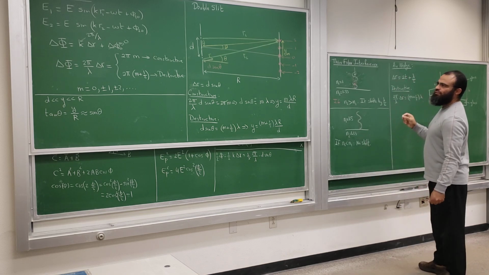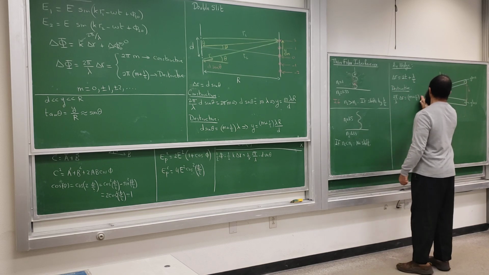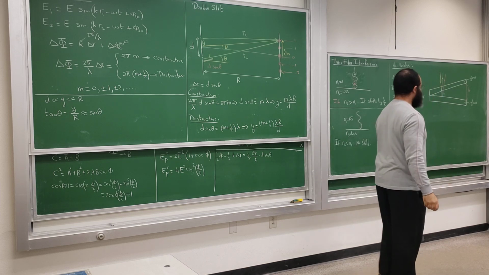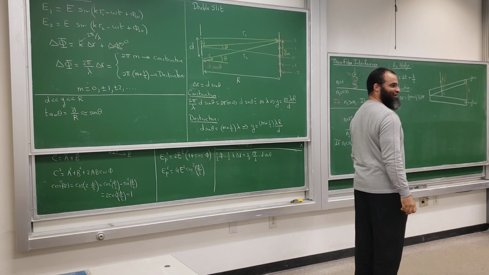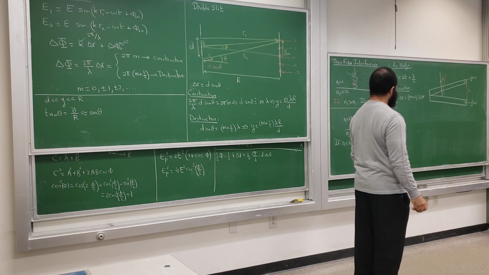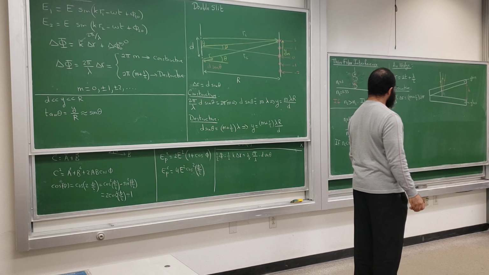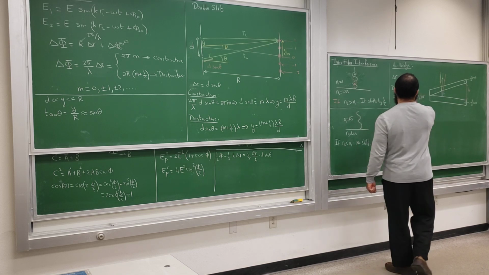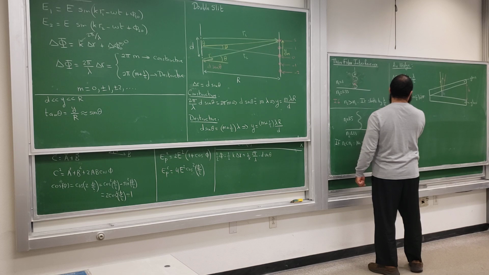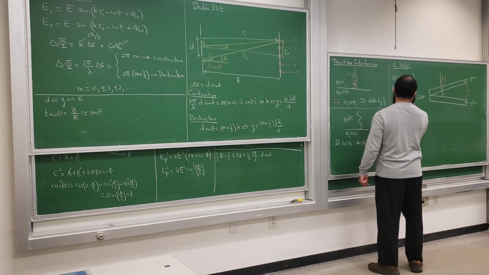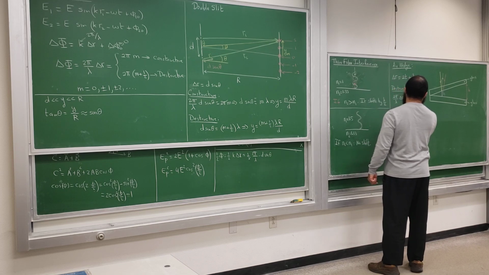Times 2 pi. Did I copy it right? Can you double check if I have it right? 2 pi delta r over lambda is equal to that. I think that sounds right. Get rid of 2 pi, and we get delta r will equal m plus a half times lambda, right?